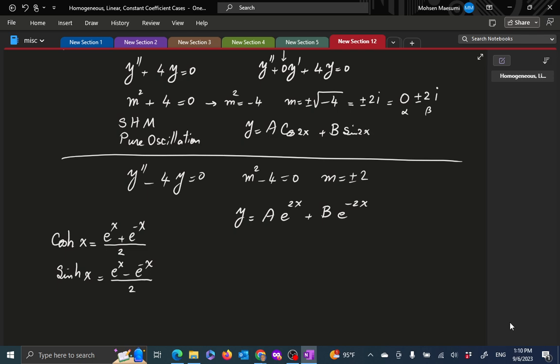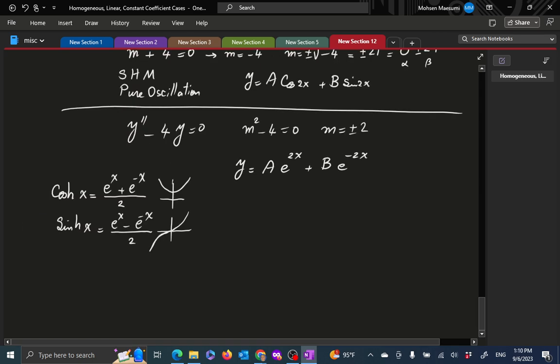In architecture, in design of smokestacks, in many places you see cosine hyperbolic. Sine hyperbolic rarely shows up. As a matter of little information, cosine hyperbolic looks kind of like this. Sine hyperbolic looks something like that. Okay, what's so significant about that?